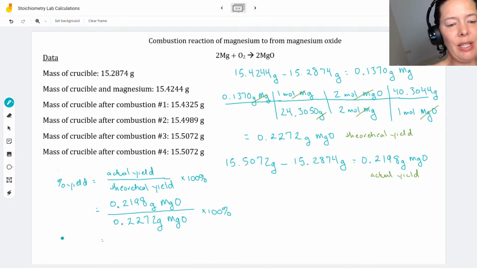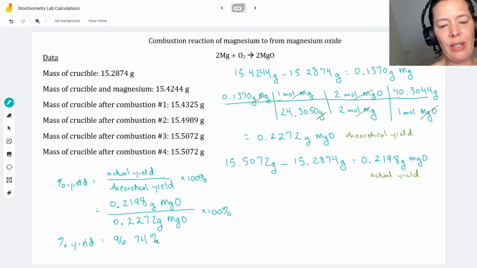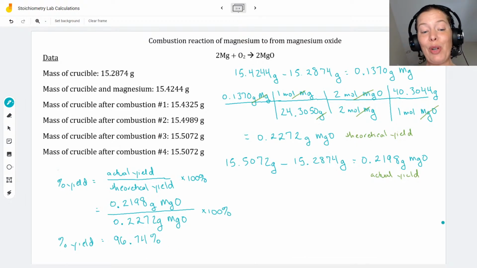And my percent yield is 96.74%. So that's a pretty good percent yield there. I'm very close to 100, but I'm not over 100. And so this lab clearly went off without too much of a hitch.